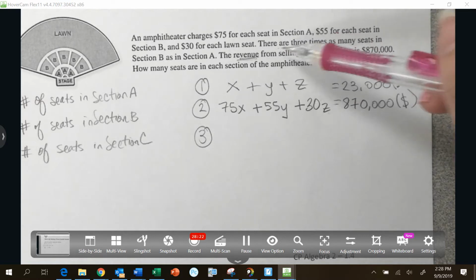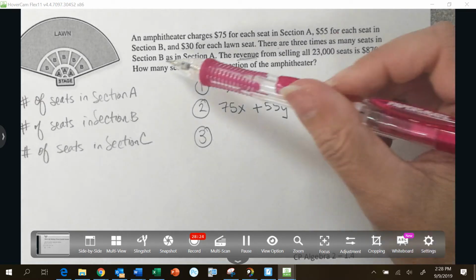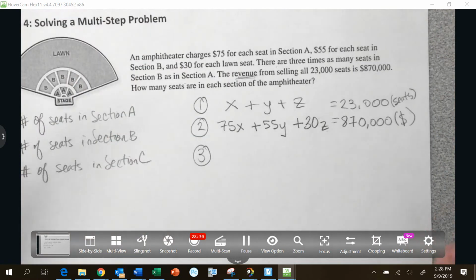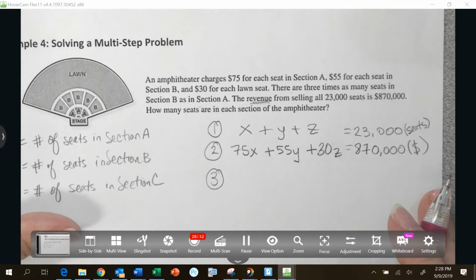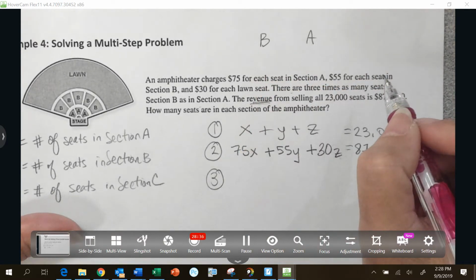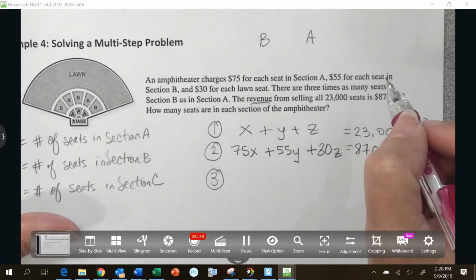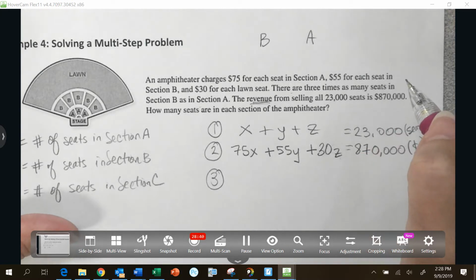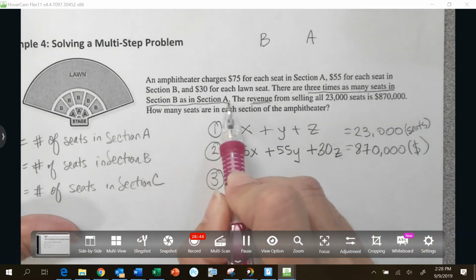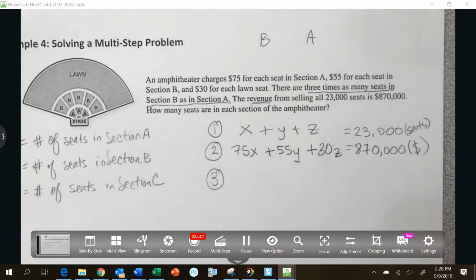So this says there are 3 times as many seats in section B as in section A. Looking at the picture or reading this, which one has more? Section B or section A? A. Hey, it says $75 per. No, I'm not asking what costs more. It says there are 3 times as many seats in section B as A. Which of these 2 has more seats?